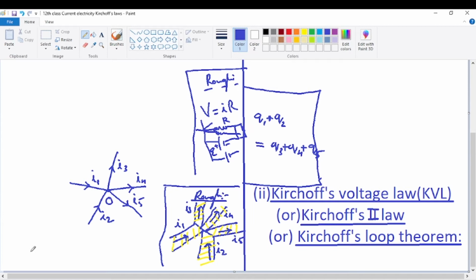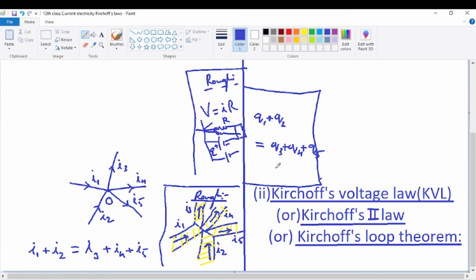So in the diagram, the total current entering the junction, that is the sum of the currents entering the junction, is equal to the total current leaving this particular junction. That means the cross section where all the conductors are meeting, we are now treating it as a junction. The total current leaving the junction is Q3 plus Q4 plus Q5, or I3 plus I4 plus I5. This itself is called Kirchhoff's current law.